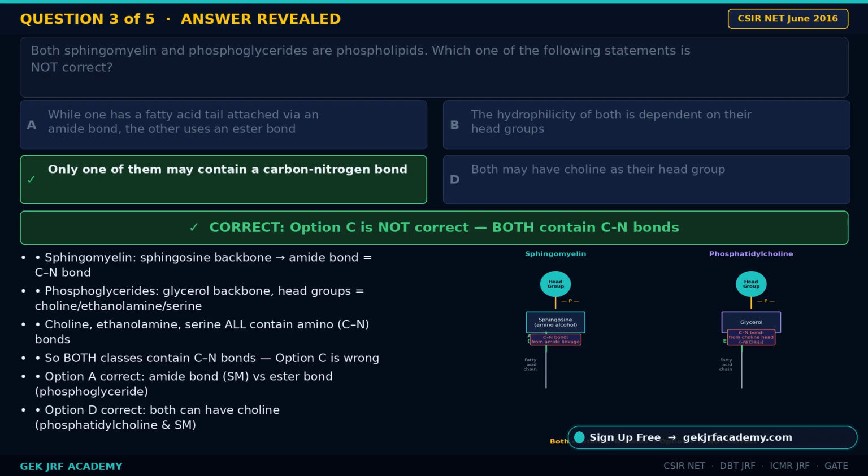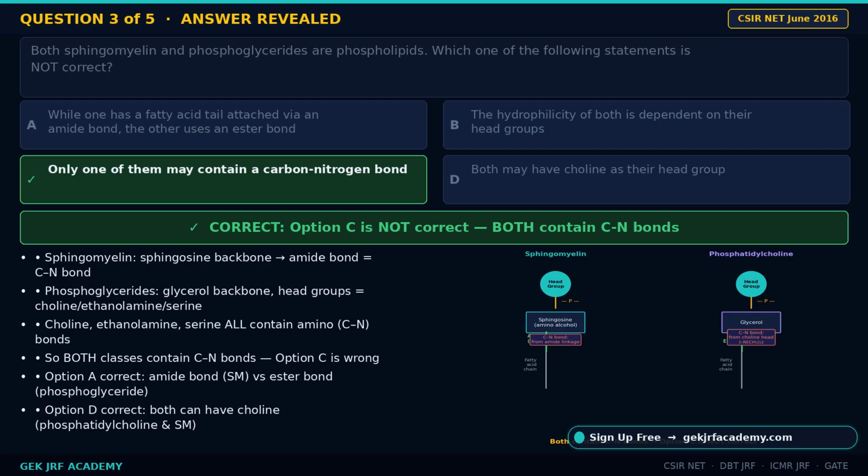They are built on a glycerol backbone, but their head groups, such as choline, ethanolamine, and serine, all contain amino groups, and therefore all contain carbon-nitrogen bonds. So both classes of phospholipids can contain carbon-nitrogen bonds. Option C claims only one class can, which is factually incorrect.